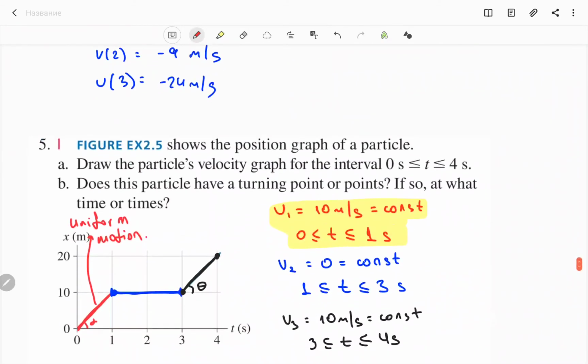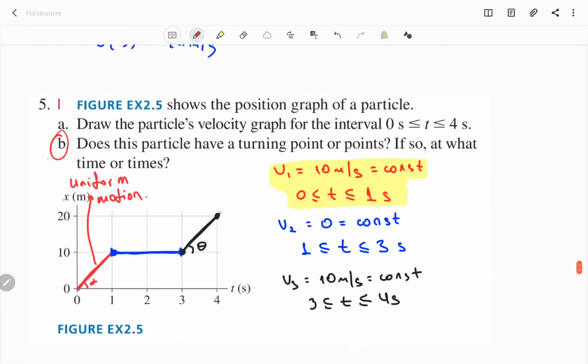Now let's continue. Second question: does this particle have a turning point or points? If so, at what time or times? A turning point means it should stop and change its direction, and it should go back. So in order to change its direction, velocity should become 0 after some time, and then it should go back. So velocity should become negative.